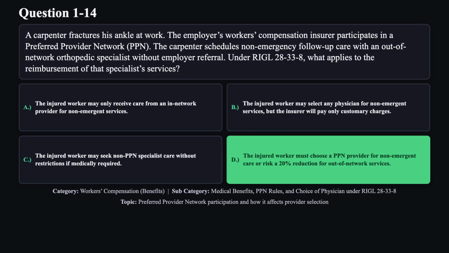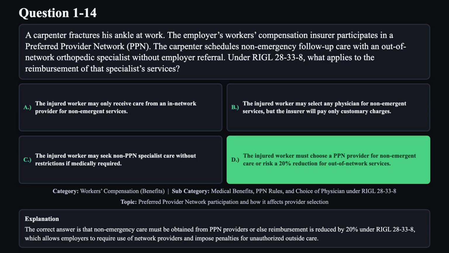The correct answer is D. The correct answer is that non-emergency care must be obtained from PPN providers, or else reimbursement is reduced by 20% under RIGL 28-33-8, which allows employers to require use of network providers and impose penalties for unauthorized outside care.